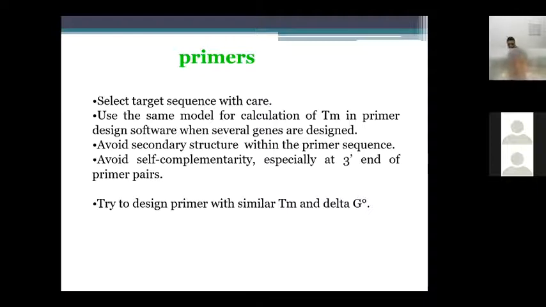And about the secondary structure within the primer sequence, you must use the different tools which ultimately rule out whether this primer is forming a secondary structure or not, and avoid self-complementarity, especially at the 3' end of the primer. Otherwise, what will happen? Primer dimer formation occurs. So try to design a primer with similar TM and delta G.